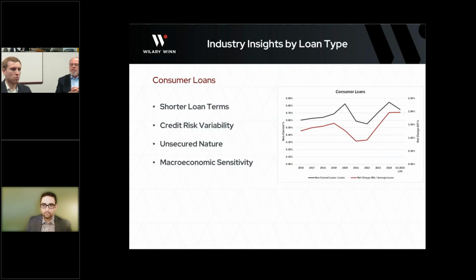Consumer loans, you've got a shorter loan term so that you've got less prepayment volatility. You can still have significant credit risk variability. It's going to depend whether it's secured or unsecured. Do I have a credit card or do I have a personal line of credit, that kind of thing. And then obviously, they're sensitive to macroeconomics as well.